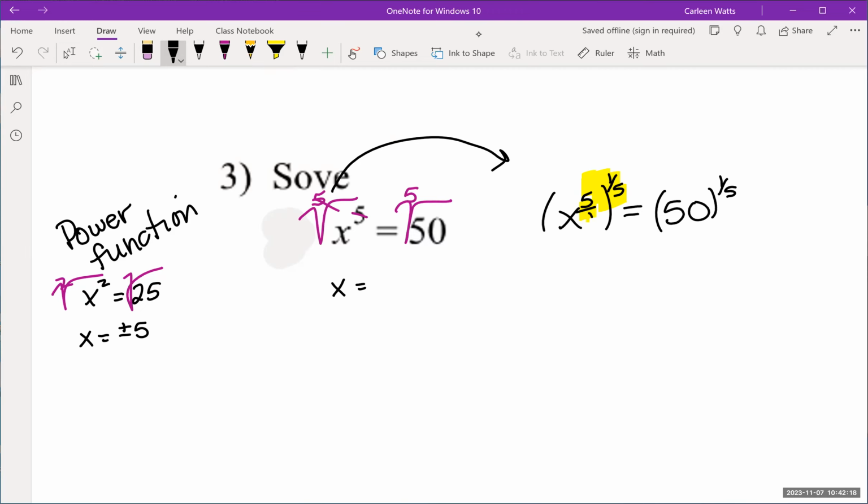Okay. So 50 to the 1/5 power. So I'm going 50 to the 1/5. Do that. Hold on.